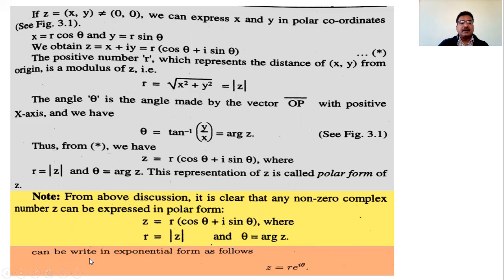And if we write it in this form, it is called the exponential form. z = r e^(i theta). We know that e raised to i theta is cos theta plus i sin theta, the exponential function. So e raised to i theta is cos theta plus i sin theta. This is the exponential form of the complex number z. This is the polar form, and this is the exponential form of the complex number.